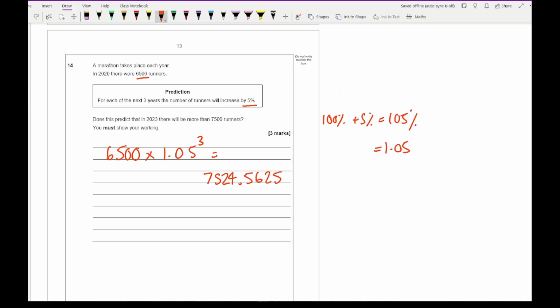So going back to the question, does this predict that there'll be more than 7,500? Well, the answer is yes, it does.